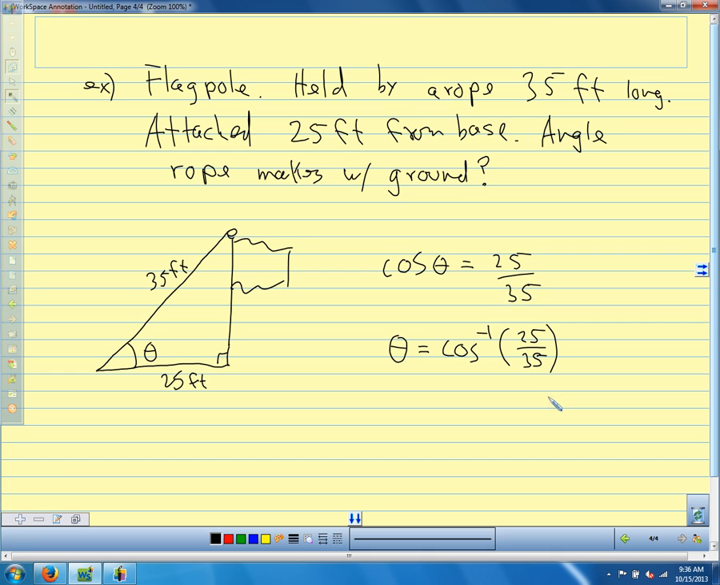And you can put it in your calculator just like this. Inverse cosine of 25 over 35. Make sure, if your calculator's in degree mode, you'll get the angle in degrees. If your calculator's in radian mode, you'll get the angle in radians. And I'd recommend that you use the parentheses, because otherwise your calculator does inverse cosine of 25 divided by 35 if you don't use the parentheses.